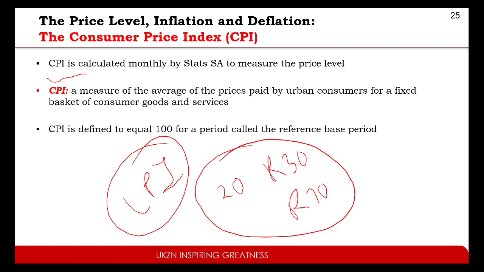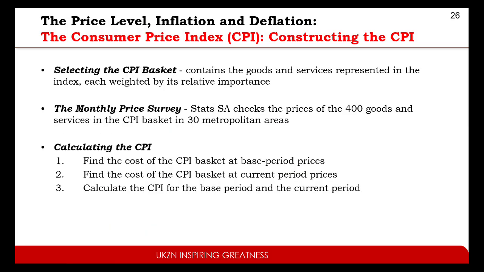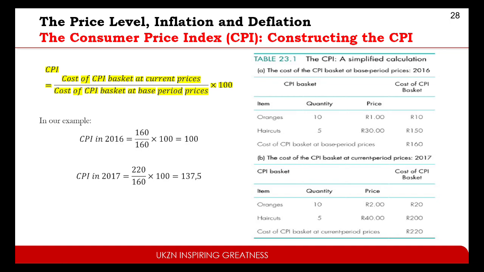Now, CPI uses something called a base period. Base period means it will be 100 for a certain year, and after that year it might be more than 100 to show that prices increased. The way CPI works, they show you over here.